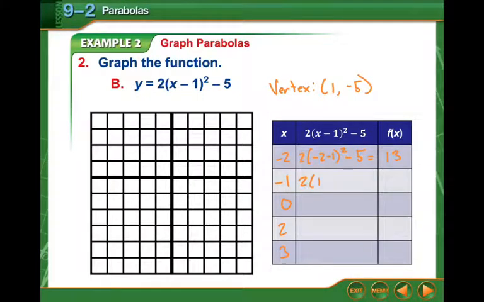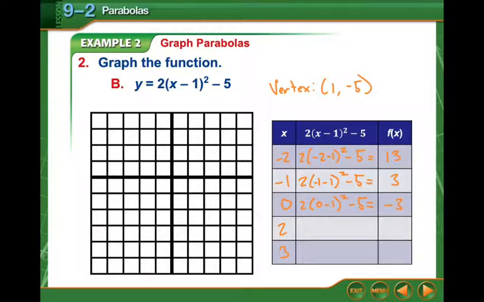2 times negative 1 minus 1 squared minus 5. Negative 1 minus 1 is negative 2. Negative 2 squared is 4. 4 times 2 is 8. 8 minus 5 is 3. That's on our graph. Then for the 0, 2 times 0 minus 1 squared minus 5. 0 minus 1 is negative 1. Negative 1 squared is 1. 1 times 2 is 2. And 2 minus 5 is a negative 3.